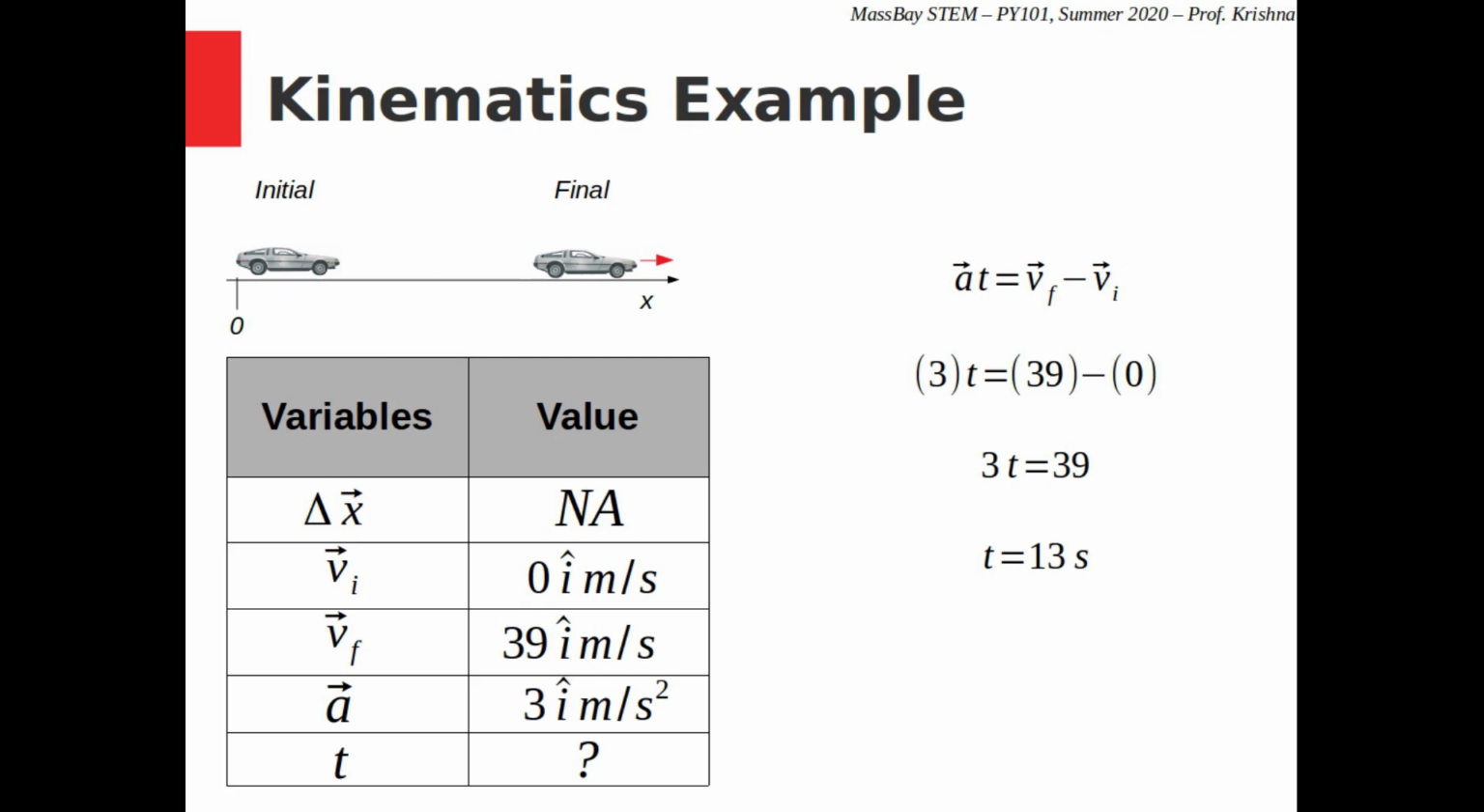So that's the solution. It takes 13 seconds for the car to increase speed from 0 to 39 meters per second if the acceleration is 3 meters per second squared. Equivalently, you could say that 13 seconds elapsed between when the first and the second photos were taken.